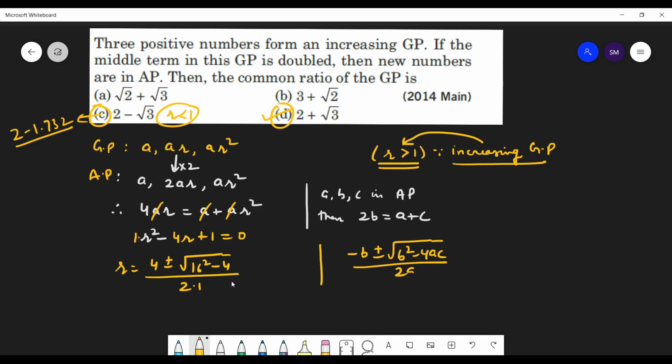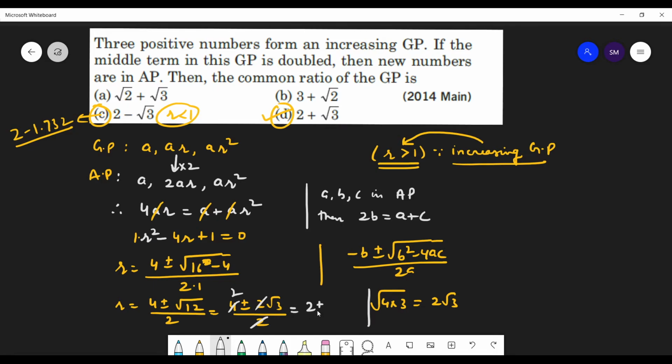So you get r equals 4 plus minus under the root 12, divided by 2. 4 square is 16, and you get 12. So that is 4 plus minus, and 12 is 4 into 3, that is 2 root 3. So 2 root 3 upon 2, so 2 will be cancelling out, and you got two options.